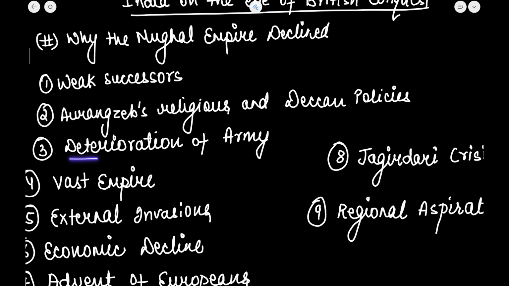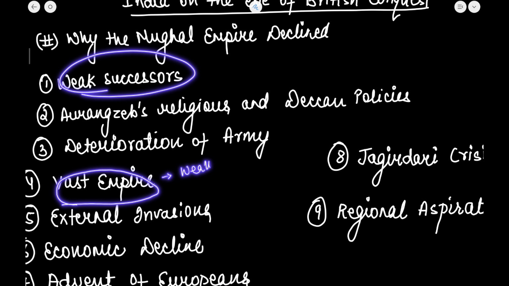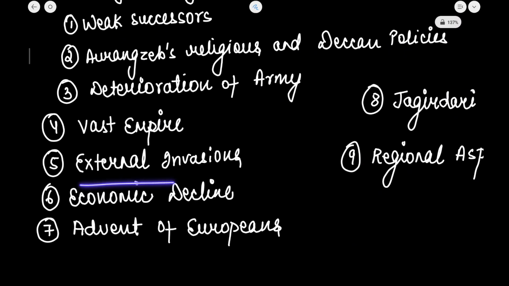Next was the deterioration of the army, as the financial crunch heightened at that time. Slowly this led to the deterioration of the army. Then there was the vast empire. It was very difficult for the weak rulers that I've already told you about to control this vast empire. Next, external invasions I've already told you about. During the tenure of Muhammad Shah, Nadir Shah attacked India, and then Ahmad Shah Abdali also attacked India.